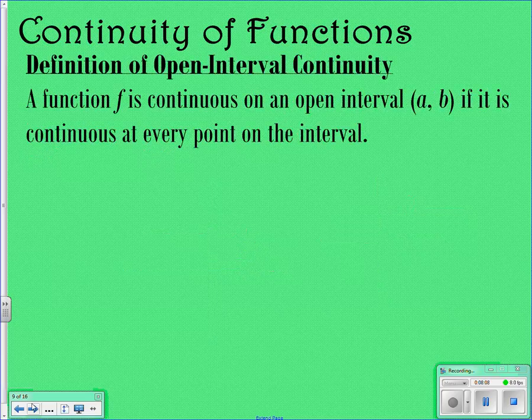Now looking at the definition of open interval continuity. If your function f is continuous on an open interval from a to b, that means that it is continuous at every point on the interval. So it's not looking at the endpoints at a and b, it's looking at every point in between those two on that interval.